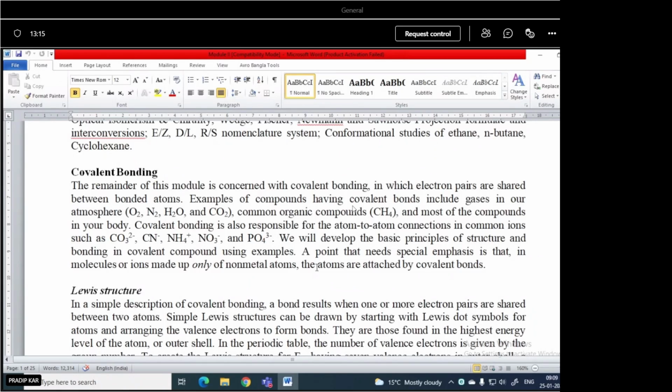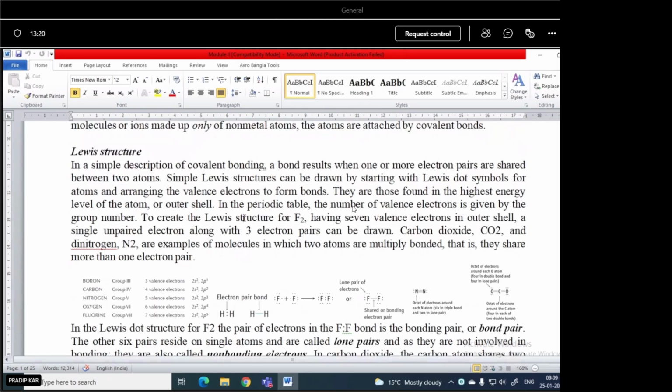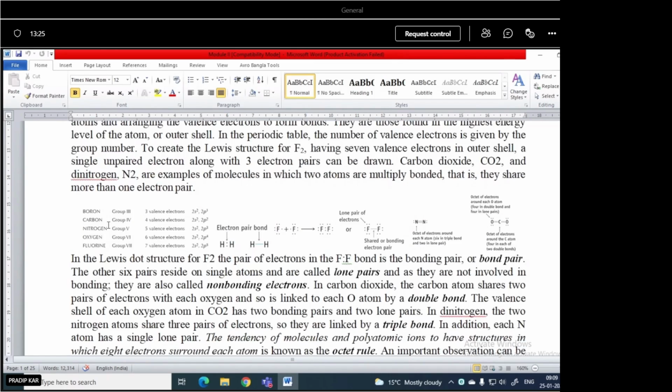Okay, here I think you are already aware about the Lewis electron dot structure. As we know that boron, carbon, nitrogen, oxygen, fluorine have this number of electrons. Boron is 3, 2s2 2p1. This is the valence shell electrons, not the whole configuration we are discussing. And carbon has 4 valence shell electrons, 2s2, 2p2. Nitrogen is 5, 2p3. Oxygen 6 and fluorine 7.